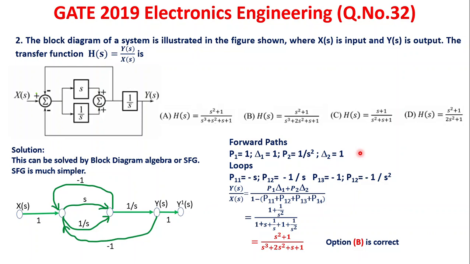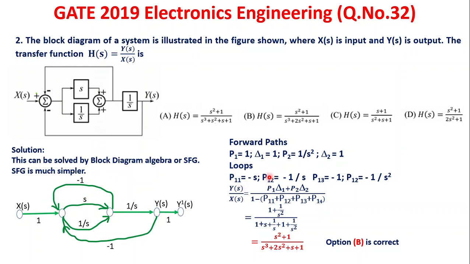Now we will see how to find the loops. A loop is a path which originates and terminates at the same node. So first we have taken L11 equal to minus s. How we got that minus s, we will see. From here to here, here to here, this is a path.